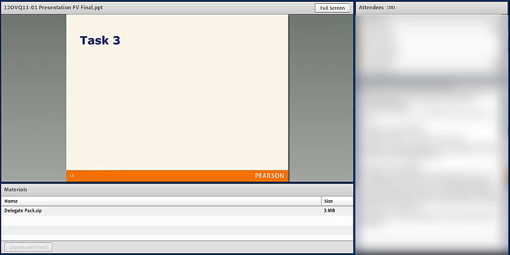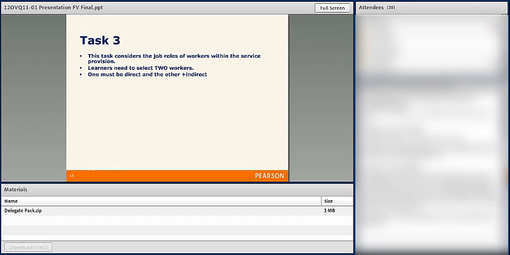Okay, let's move on to task 3. This task actually considers the job roles of workers within the service provision, and the learners need to select 2 workers. One must be direct and the other must be indirect. So first of all, they need to understand the difference between a direct carer and an indirect carer, and they need to explain that.